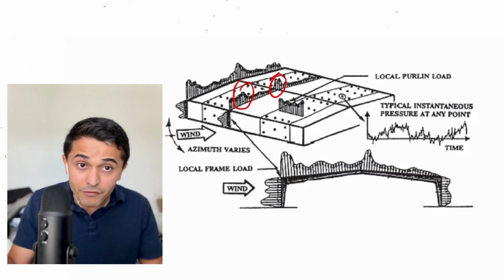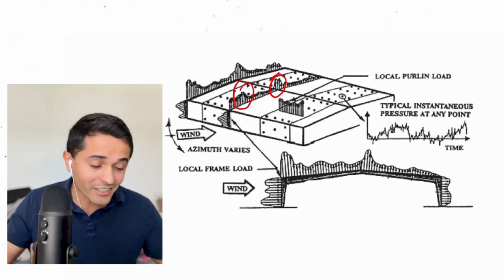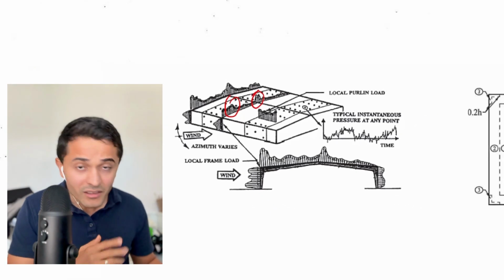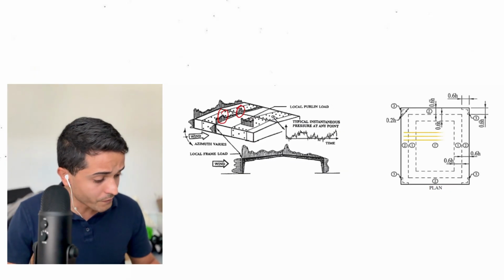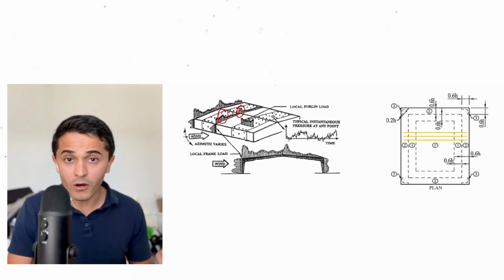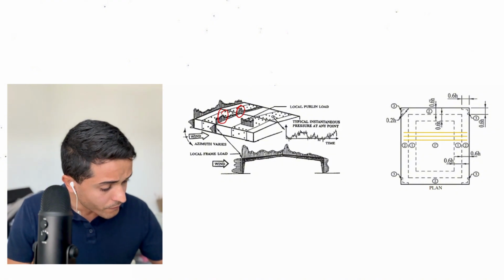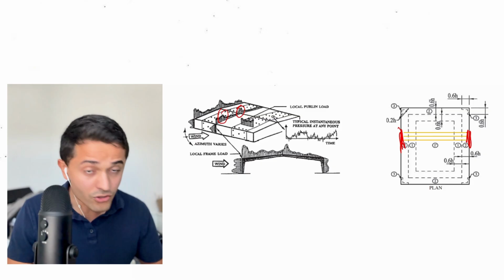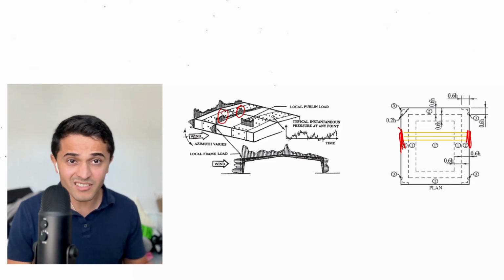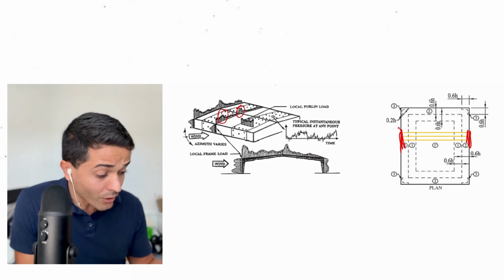Why not just call it effective or tributary area? Well, look at this roof here, for example. If you have load-bearing walls on either side of the roof or of the building, and then you have these trusses that are spaced at, let's say, 2 feet on center, but they're really long.